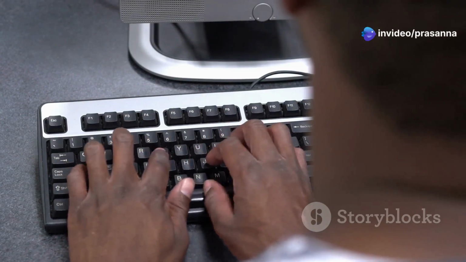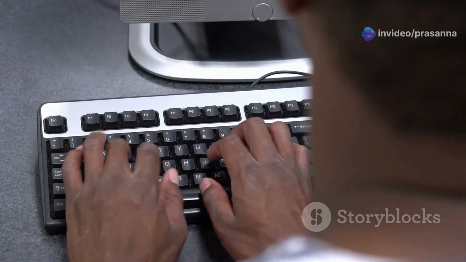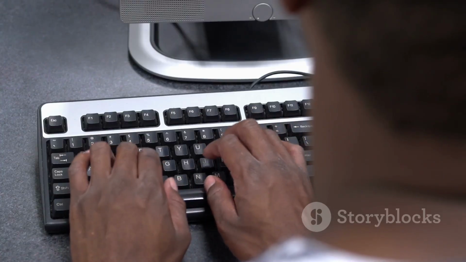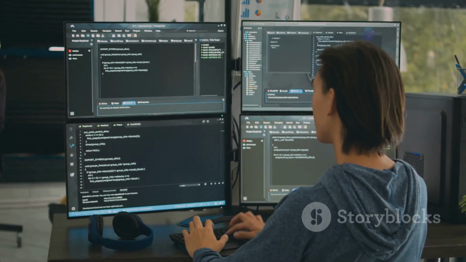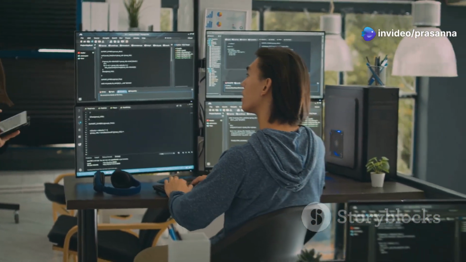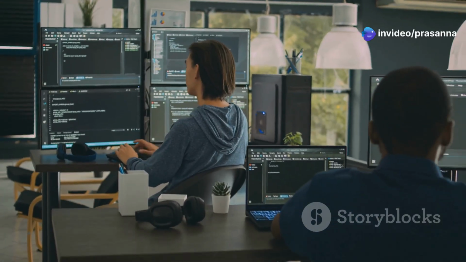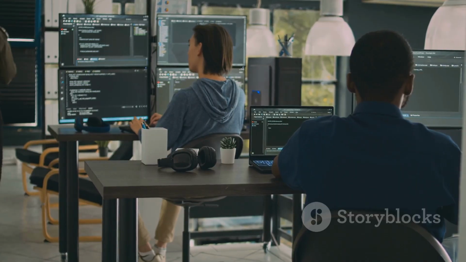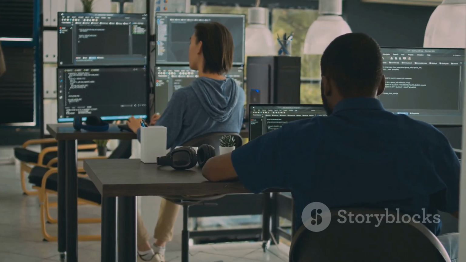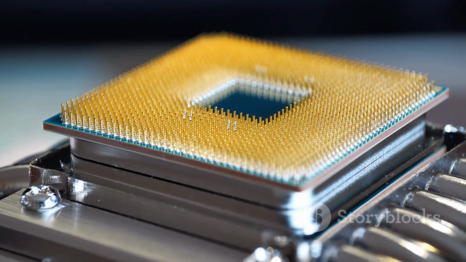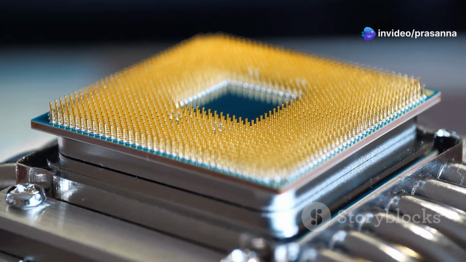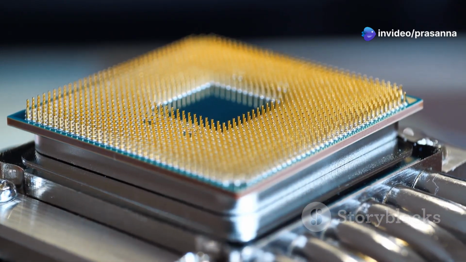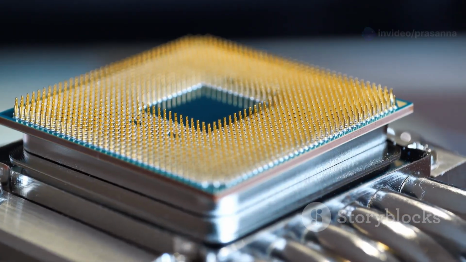These instructions are like commands that tell the CPU what to do, such as adding numbers, moving data, or displaying something on your screen. Each instruction in an ISA has a specific code that the CPU recognizes and executes. It's like a secret codebook that only the CPU and the software running on your computer know. This codebook is essential for the smooth operation of your computer. Without an ISA, your computer would be a useless hunk of metal and silicon. The ISA is what breathes life into the hardware, allowing it to perform complex tasks and run various applications.